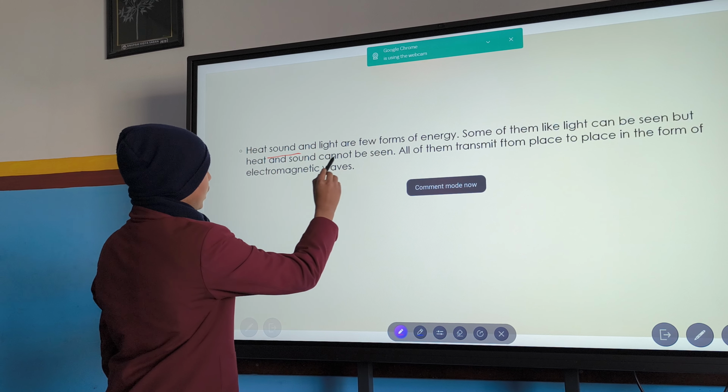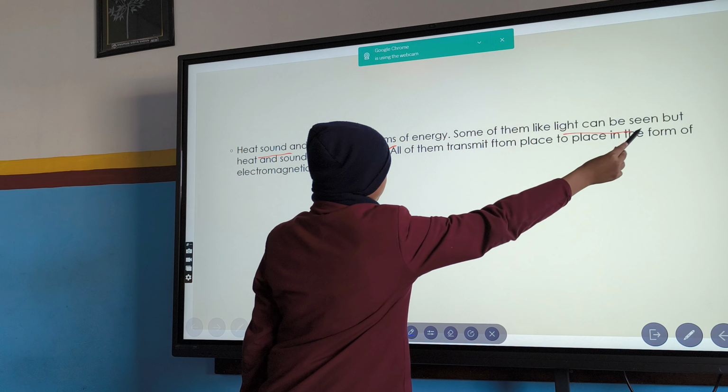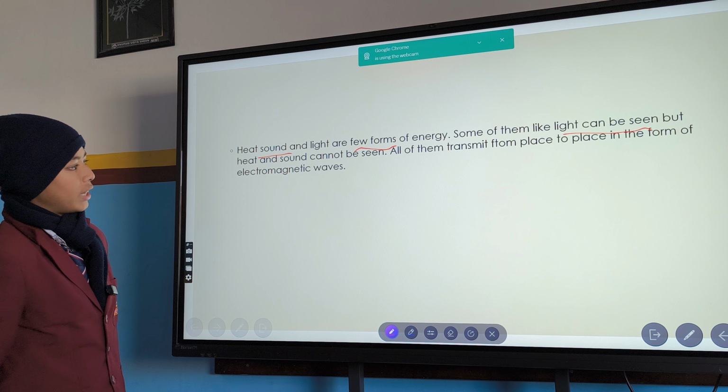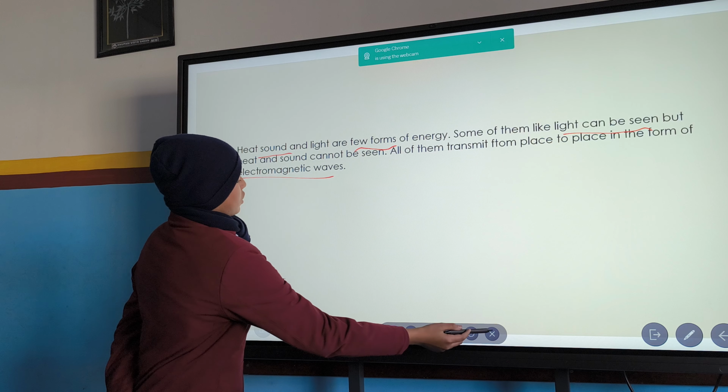Heat, sound, and light are a few forms of energy. Some of them, like light, can be seen, but heat and sound cannot be seen. All of them transmit from place to place in the form of electromagnetic waves.